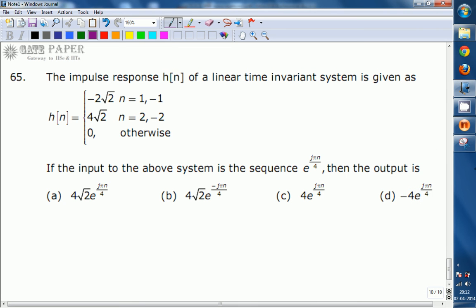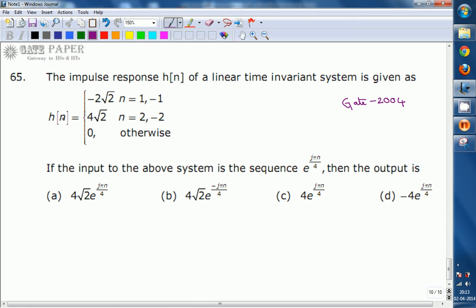We are going to discuss the question from Signals and Systems given in GATE 2004, from the LTI systems.